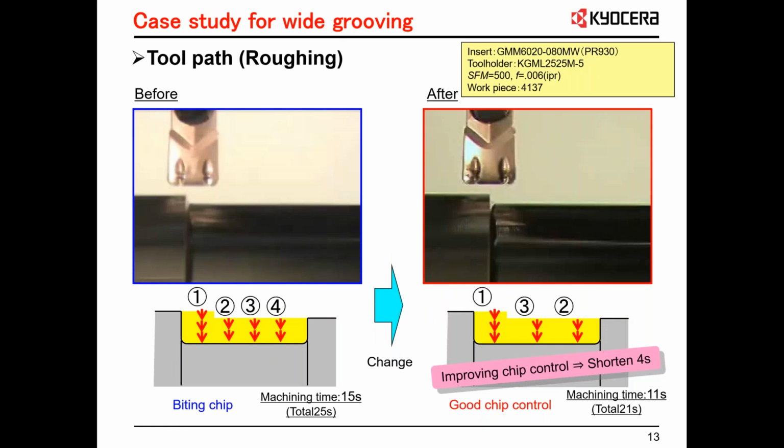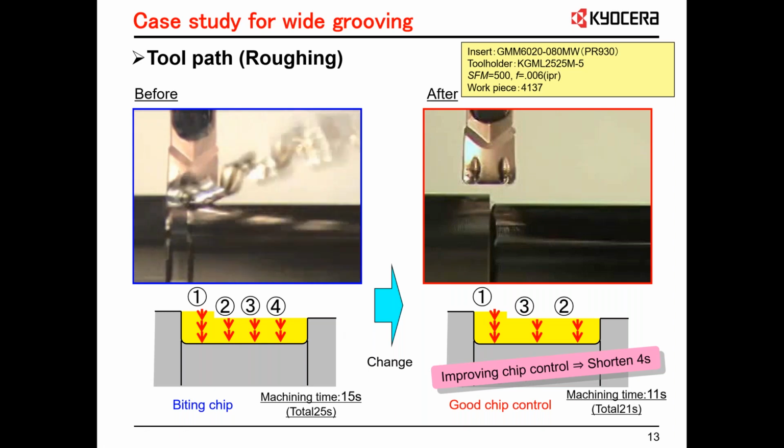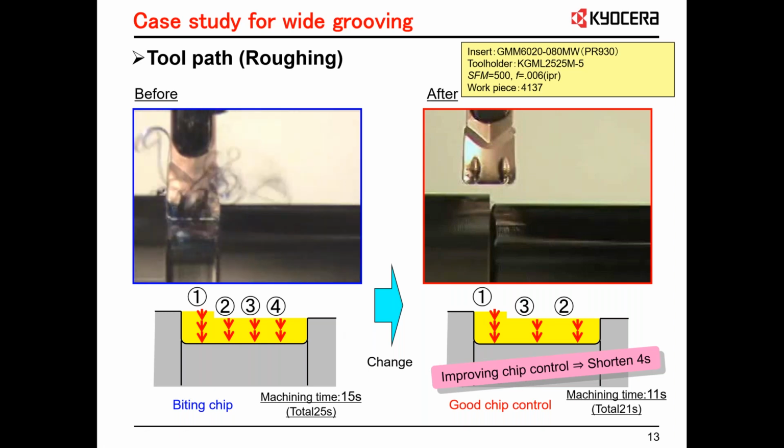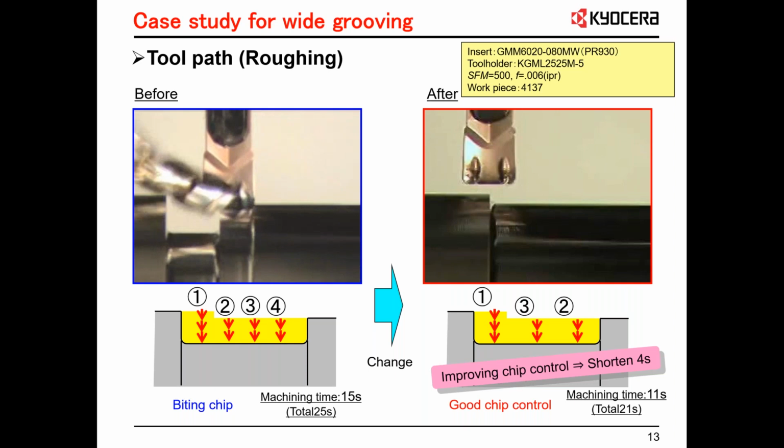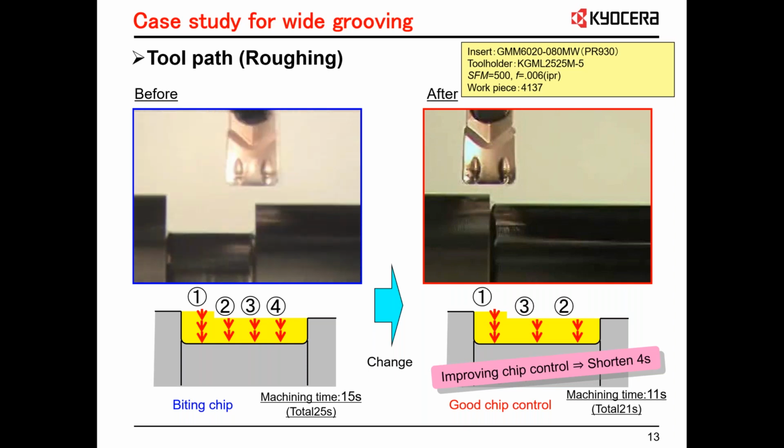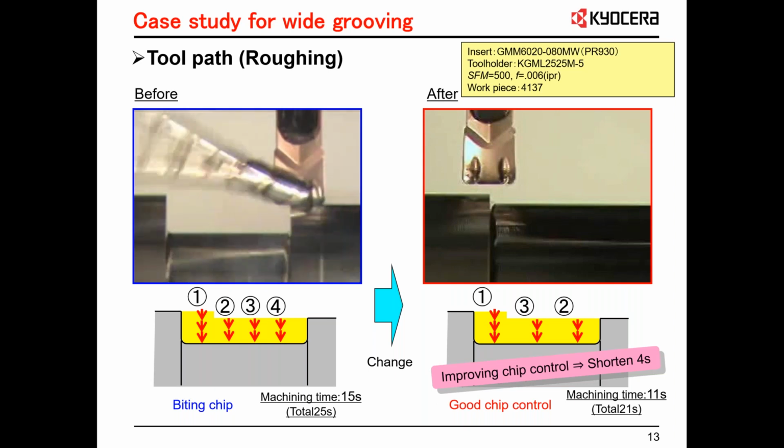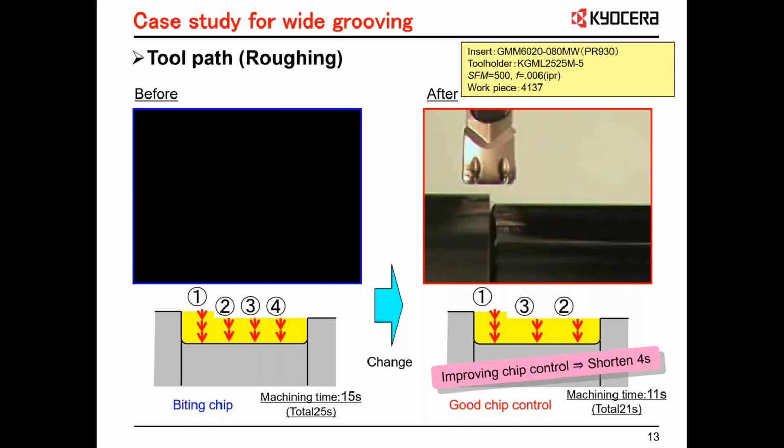So before, here was the roughing pass, 1, 2, 3, 4. This is just the roughing passes we're looking at right here. We're going to evaluate this. Again, we saw the chips from that roughing pass. We have a machining time of 15 seconds just for the roughing pass.